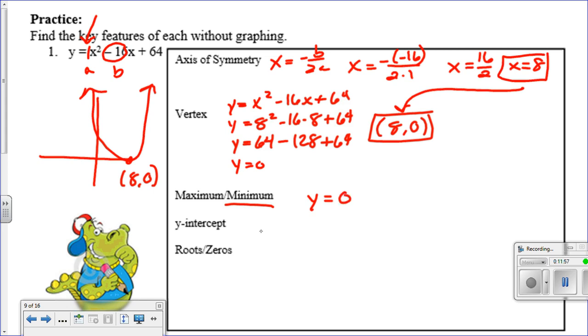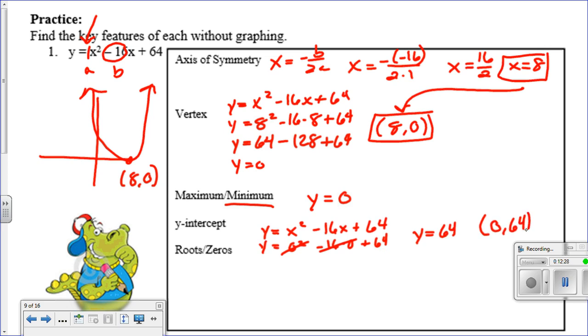Your y-intercept. Okay, your y-intercept, all you're going to do is you're going to take your function, your equation here, and you are going to put in 0 for x. So y is equal to 0 squared minus 16 times 0 plus 64. What you're going to notice is that's 0, that's 0. So the only thing that you're going to be left with is 64. So your y-intercept is 0, 64. Or I'm fine if you just said y equals 64. That's fine.